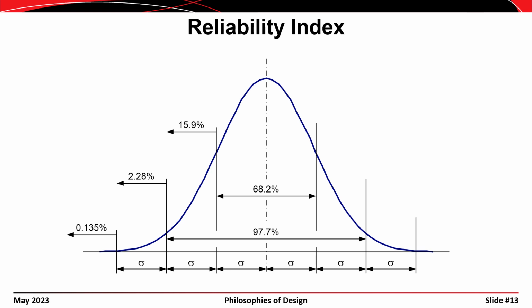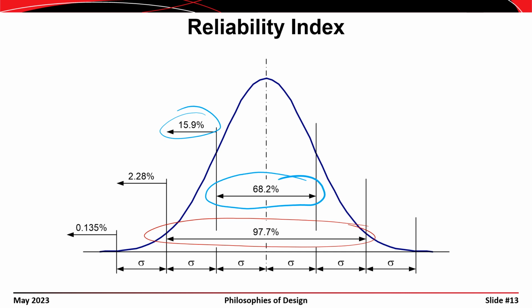Okay, this slide gives an indication of what the standard deviation is for a normal probability distribution. So this means that one standard deviation of data includes 68.2% of the data, and that would mean that we were excluding 15.9% below. If we instead looked at two standard deviations of data, that would include 97.7%. And that would mean that 2.28% of the data would be excluded below that value.